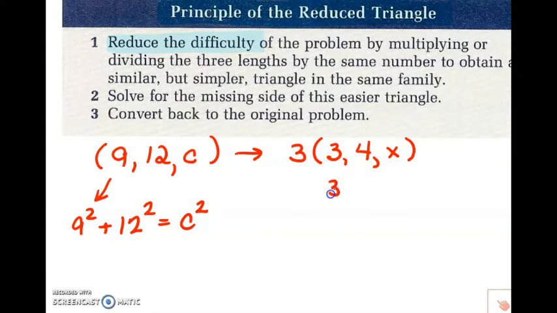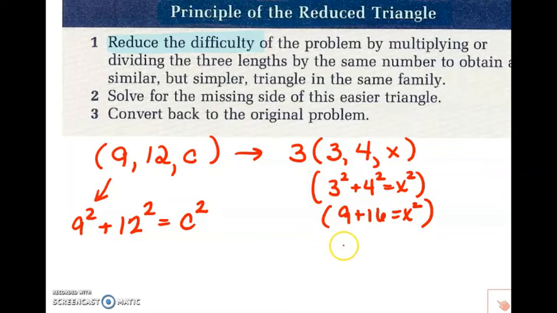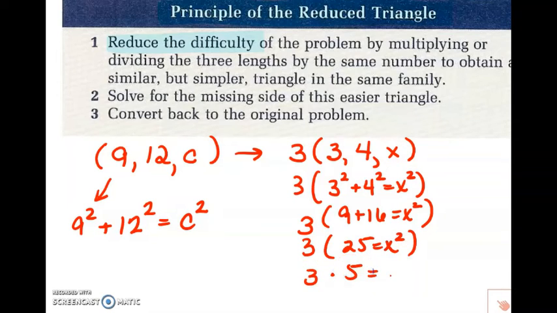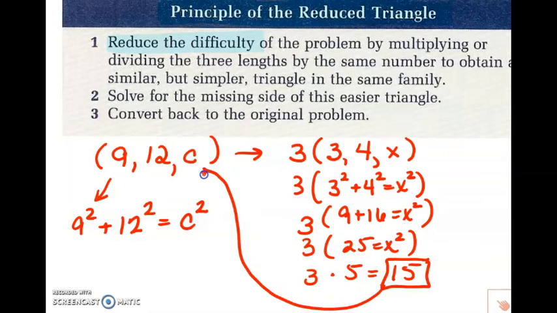So then I can take 3 squared plus 4 squared and figure out what x squared is. So then 9 plus 16 equals x squared, and I should bring this 3 along for the ride, because my end result is going to be 3 times whatever that number is. So 25 is x squared. That means x is 5, so 3 times 5. The actual number we want to finish off that triangle is 15.